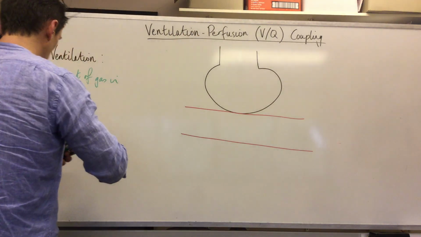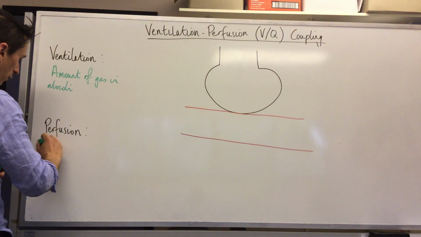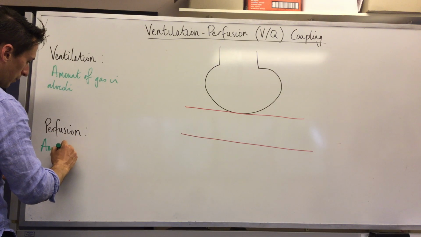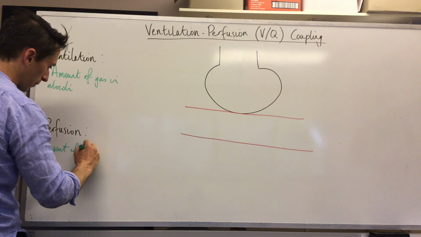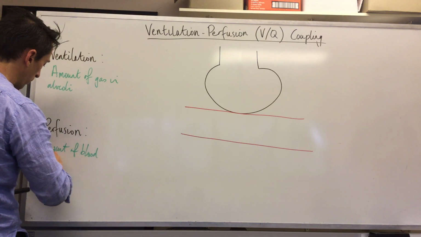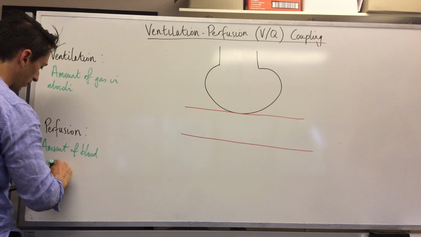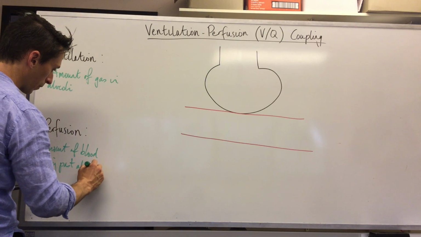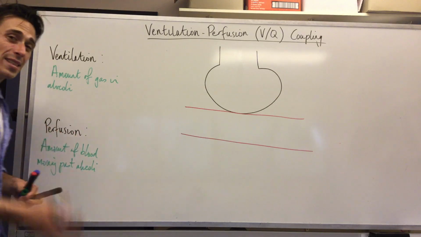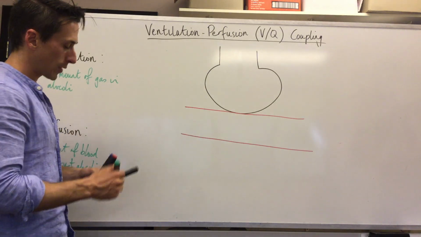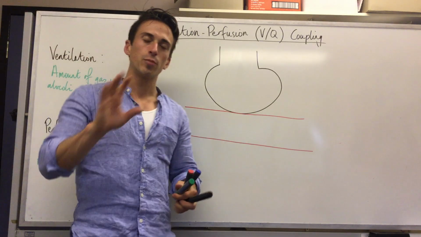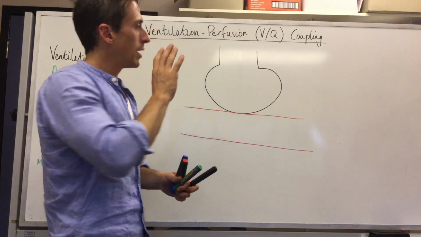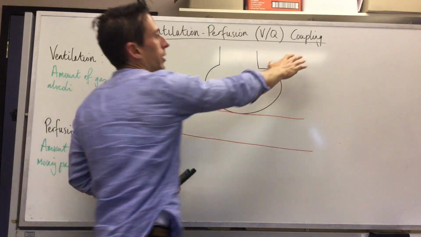So perfusion is the amount of blood moving past alveoli that can also participate in gas exchange. Okay, so that's the first point. We've now defined what we're referring to. Next thing is this. Why is it called coupling?